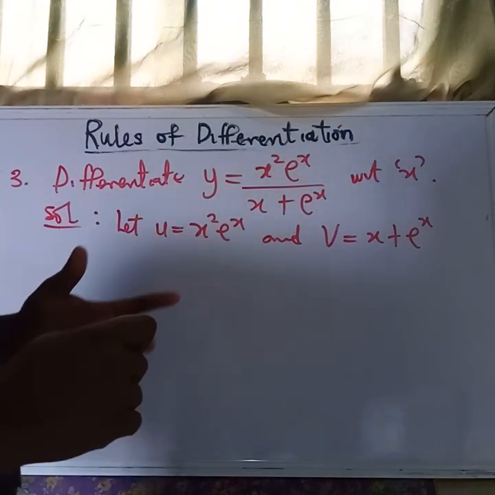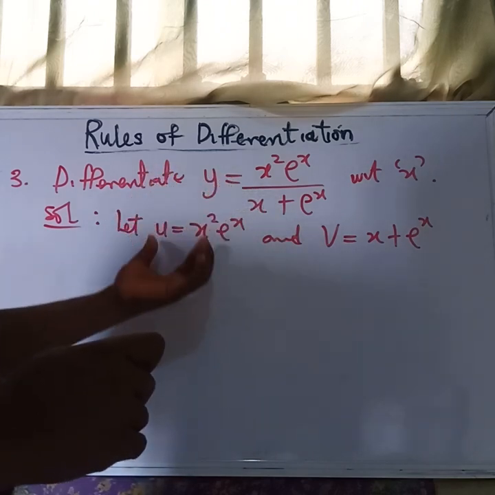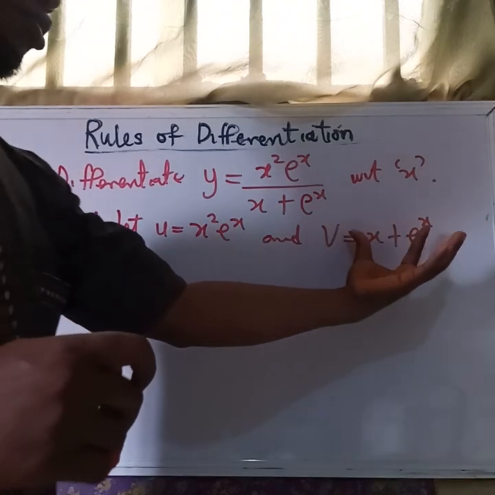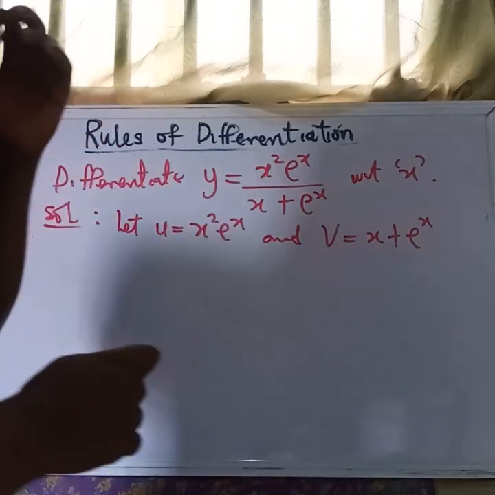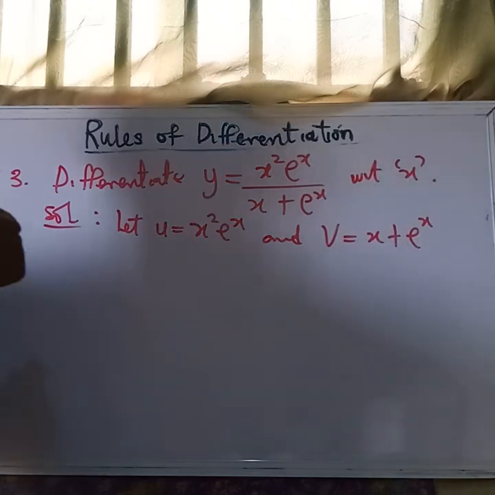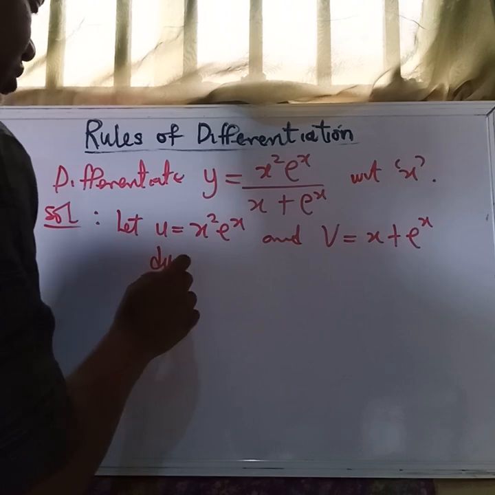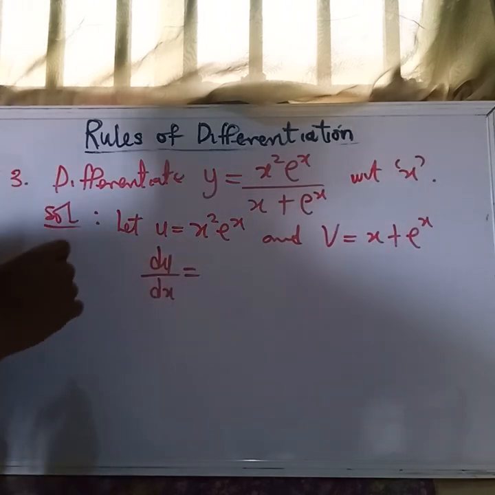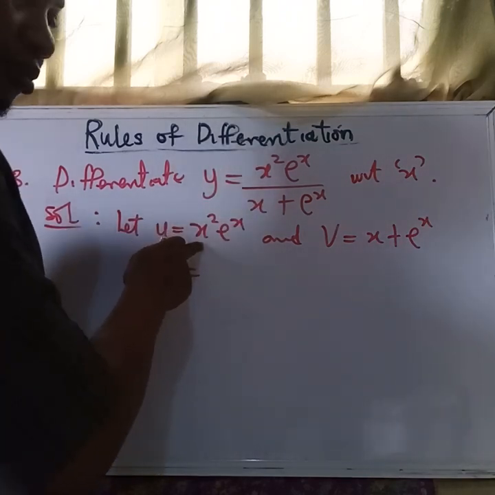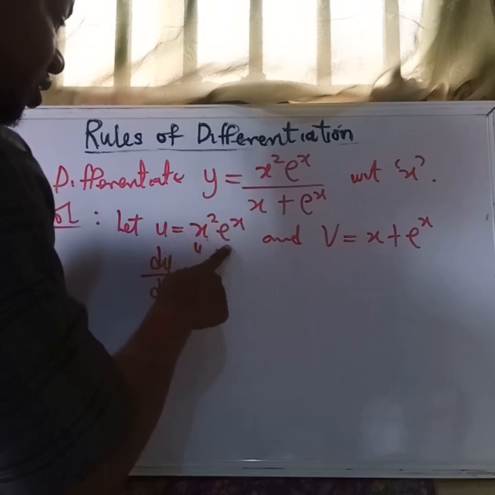Let's now find the slope of each function separately. At the end, we will substitute everything into the formula. Let's call the slope of this u prime, and let's call this v.